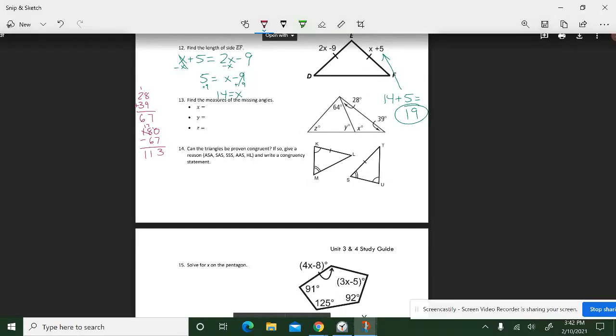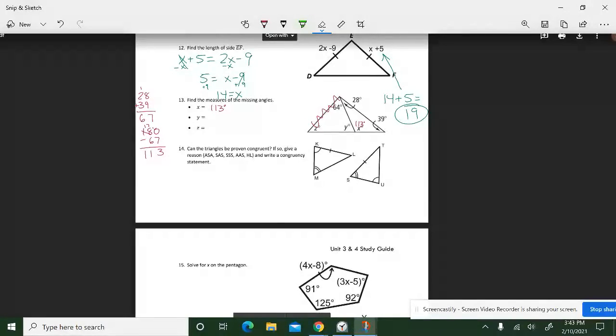And I get 113 degrees. So X is 113 degrees. Now I can use X, which is 113, to find Y. Now, there's a couple ways you could find Y. If you forget about this other line here, Y is an exterior angle of the triangle on the right. So Y has to be equal to 28 plus 39.